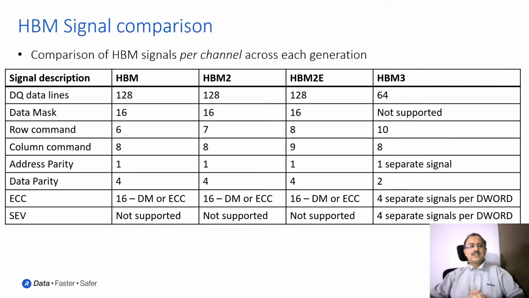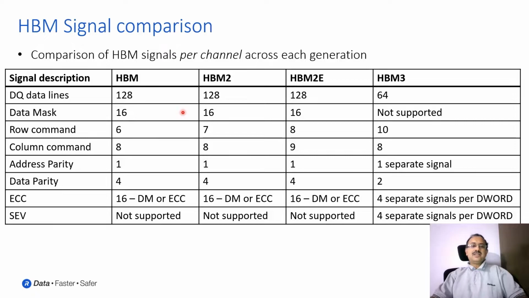Next thing to look at is the HBM signals and how they have evolved over different generations. So if you look at the data lines, first we'll see that there were 128 lines per channel. So all the signals listed here are per channel. Up to the HBM2E generation, we will note that there are 128 DQ lines per channel, whereas in HBM3 it is now down to 64 per channel. That is definitely because the number of channels in HBM3 are now double of what they were up to HBM2E.